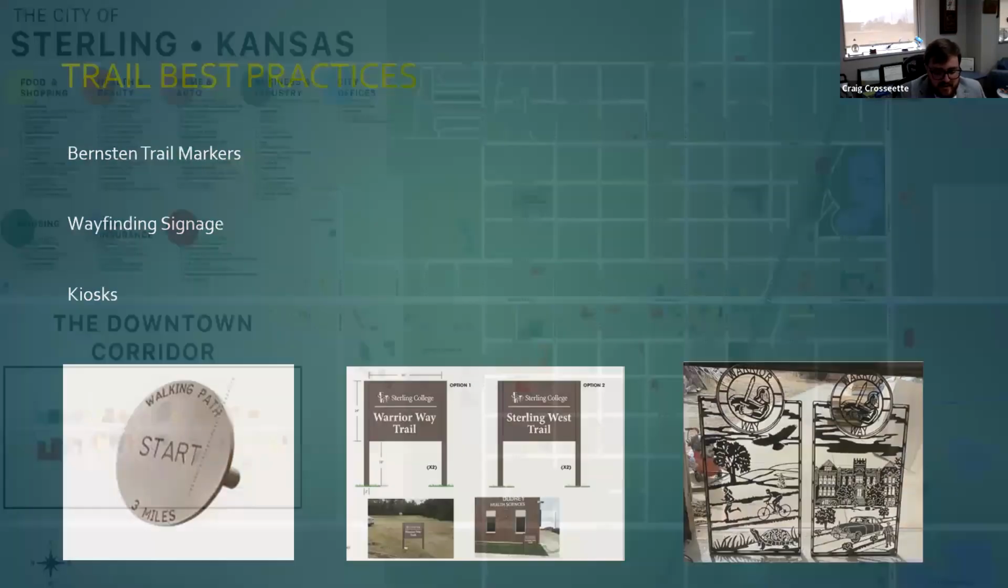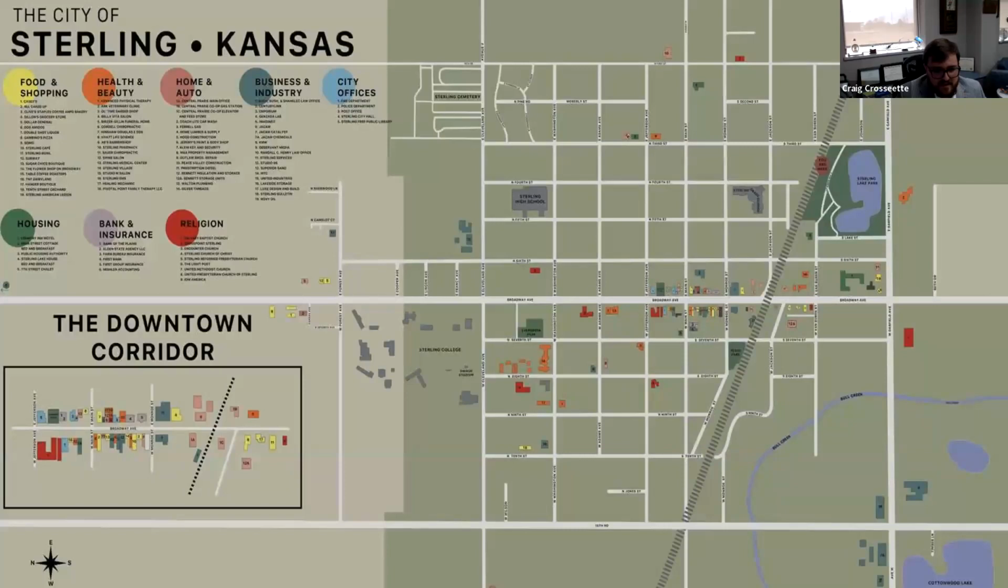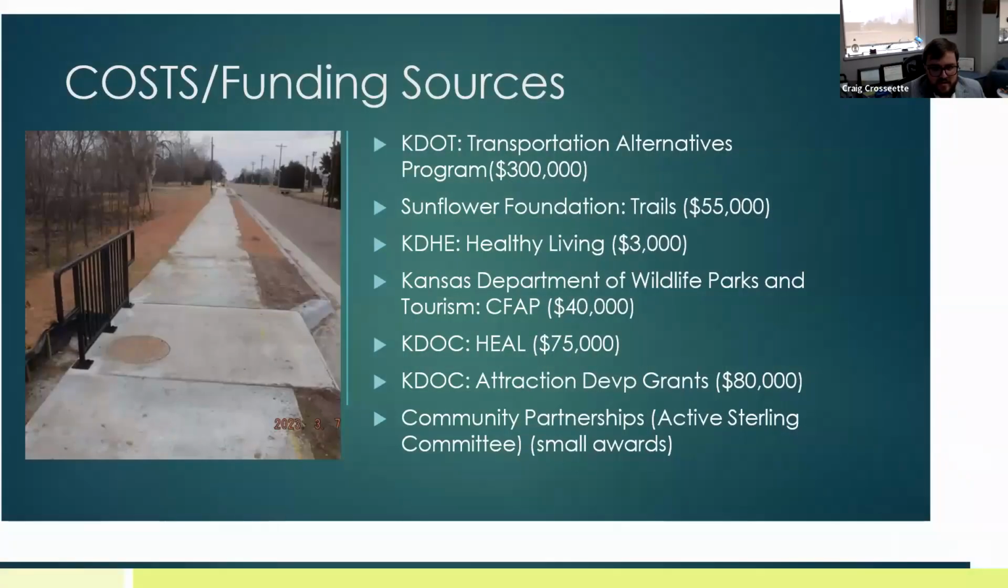The benches and picnic tables, you can partner with KDHE's Healthy Living program, and you can pick up $500 to $1,000 benches, and they will pay for a good portion of that. It's the recycled rubber that they turn into benches. We have those along our trails. Stainless steel trash cans, you're looking at about $1,000 a piece. A lot of this stuff has gotten a lot more expensive than it was 5 years ago.